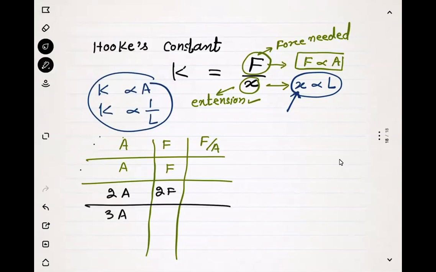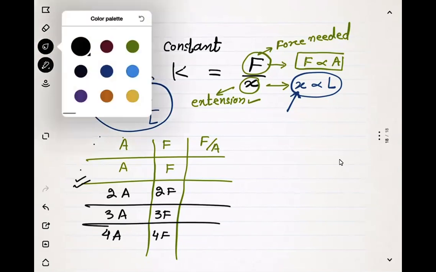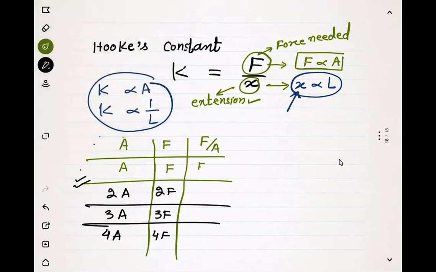If the area is tripled, the force will also become triple. If the area is made 4 times, the force will also become 4 times. This we are doing within limits of proportionality, yet for basic understanding, this is the relation. Now, if you divide F over A, this would become 2F over 2A, this would become 3F over 3A, this would become 4F over 4A. So I believe every time, even if the area is changing, the F over A remains constant.